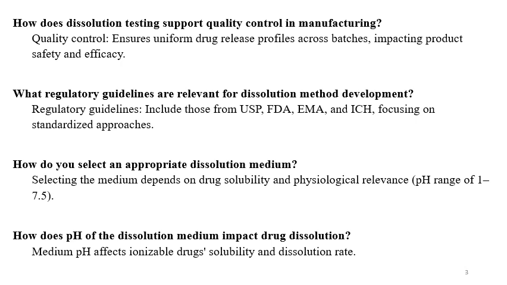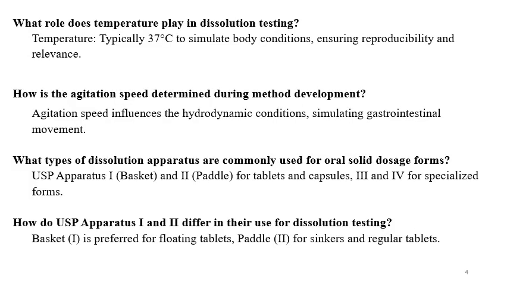How does the pH of the dissolution medium impact drug dissolution? pH impacts ionizable drug solubility, and that's why dissolution. What is the role of temperature in dissolution testing? Typically a temperature of 37 degrees Celsius for the media is used to simulate body conditions, ensuring reproducibility and relevance.